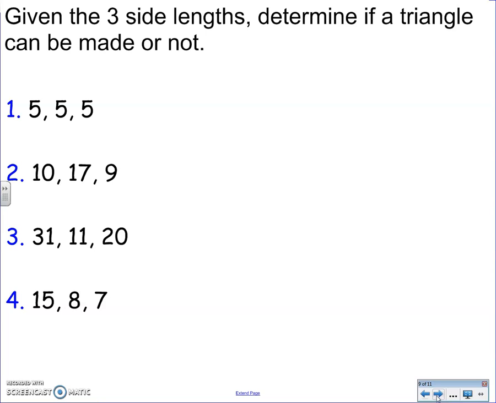So I'll call one 5 the smallest, one 5 the middle, one 5 the biggest. I'll circle the 2 smallest in the middle. Sorry. So 5 plus 5 is 10. Is that bigger than 5? Answer is yes, so yes is good.